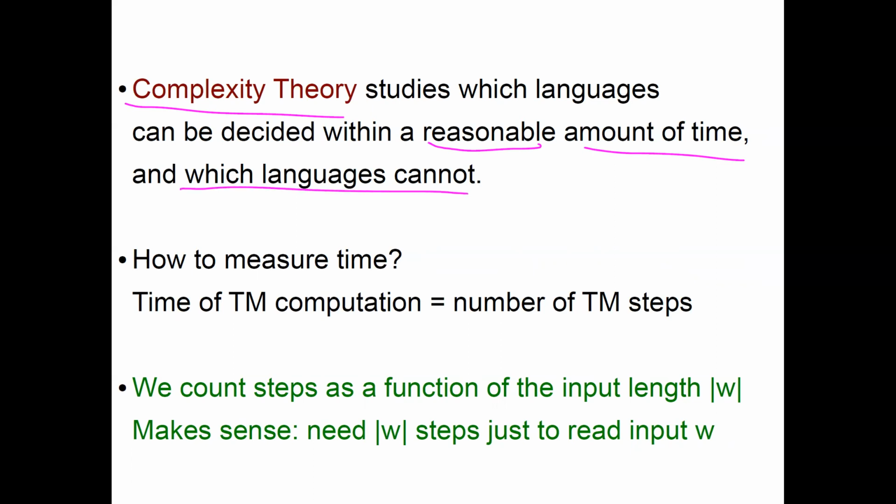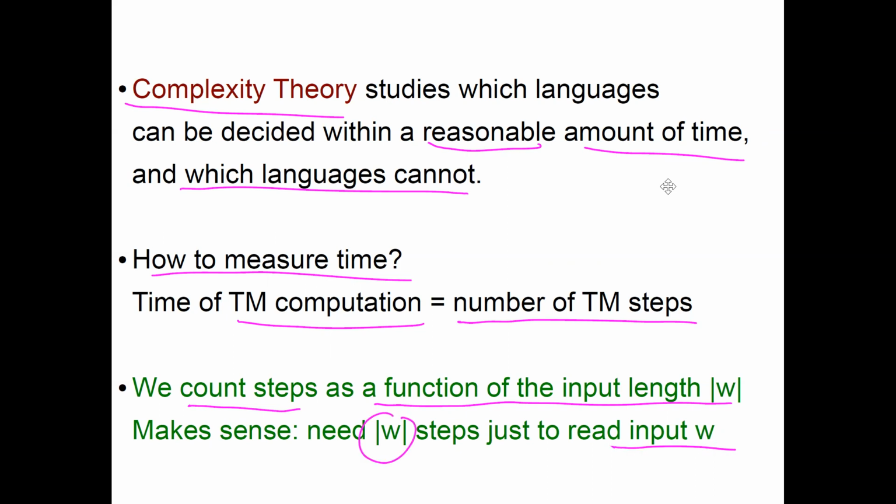So how are we going to measure time? Well, we can think of time of a TM computation as the number of steps that the machine makes. An important thing here is that we're going to count steps as a function of the input length of W. And this makes sense, okay? If I give you longer and longer inputs, you have to spend more and more time just to read the input. You need to spend the length of W steps just to read the input W. So the time will not be a fixed number like 17 or 2500, but it will be a function of the input length.